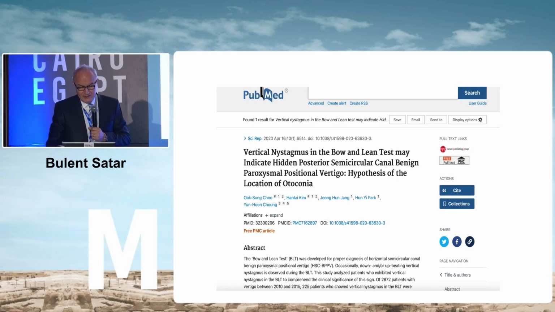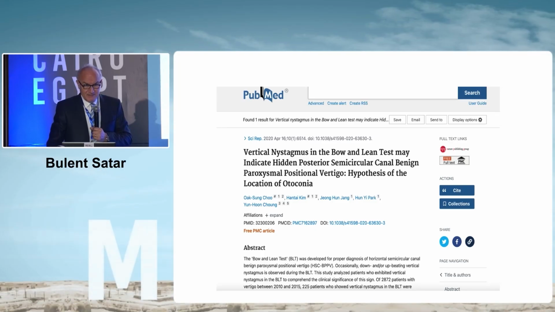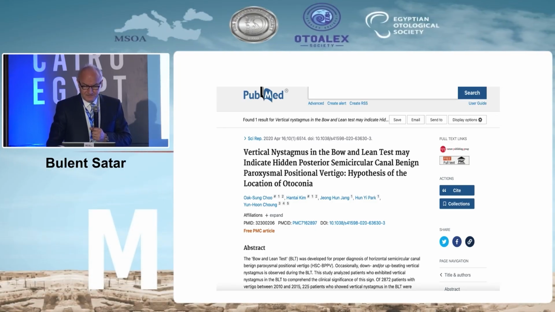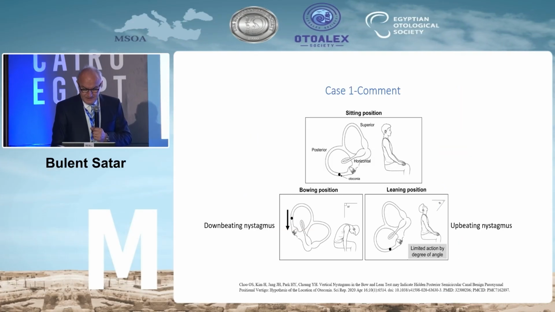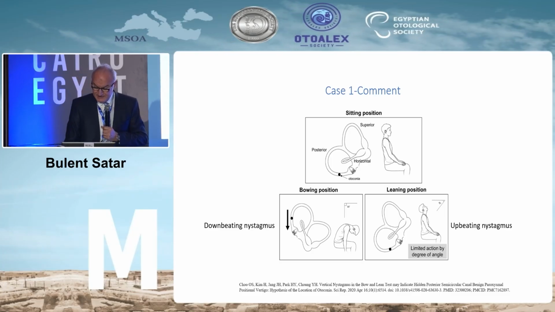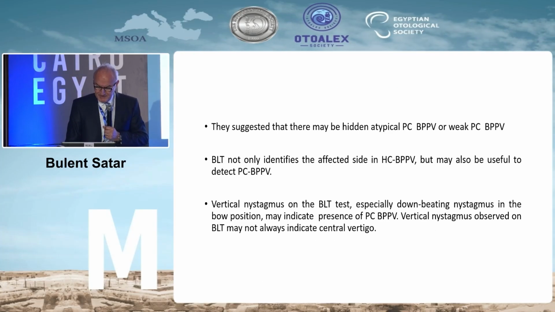Ko et al. focused on this issue: vertical nystagmus in the bow and lean test that may show a hidden posterior canal BPPV. This is the mechanism of nystagmus appearance in the bow and lean test for a hidden posterior canal BPPV.